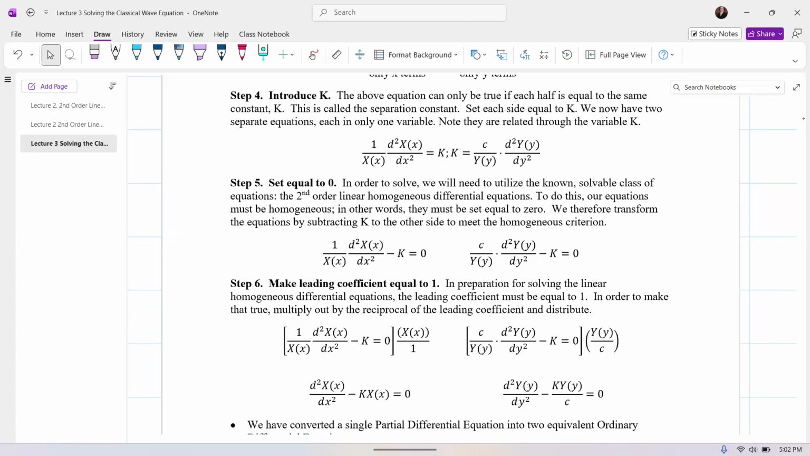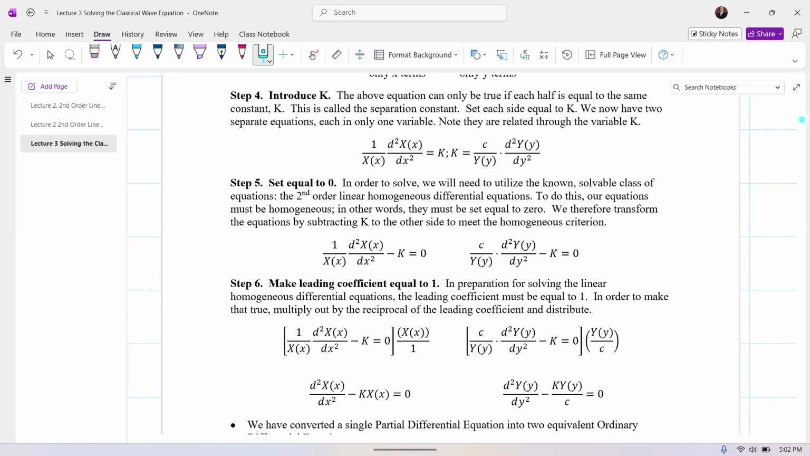And in order to do that, what we need to do is move k to the other side of the equation. So now we have these two separate equations related by having a common k. And what I do is I just move the k over, and when I subtract k from both sides, I am left with 0 on either end, which now meets the criterion of it needing to be homogeneous. That's this one right here. So that's great. Now that is satisfied.